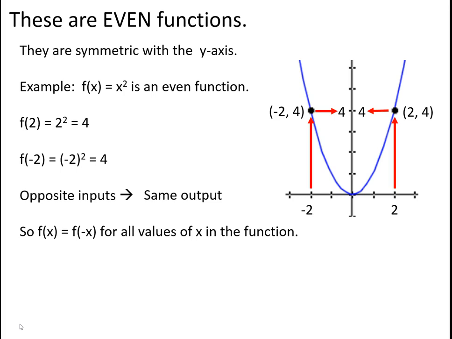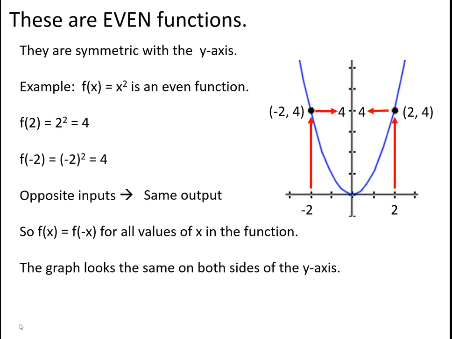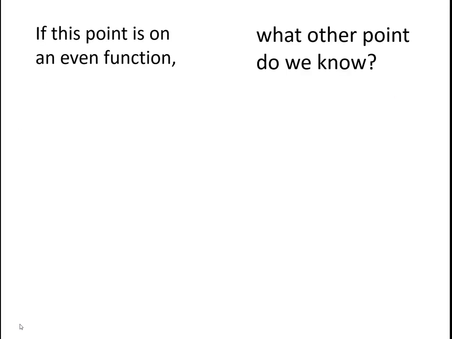So we can say that f of x is equal to f of negative x for all values of x in the function. And as we saw on the previous page, the graph looks the same on both sides of the y-axis. If this point is on an even function, what other point do we know?